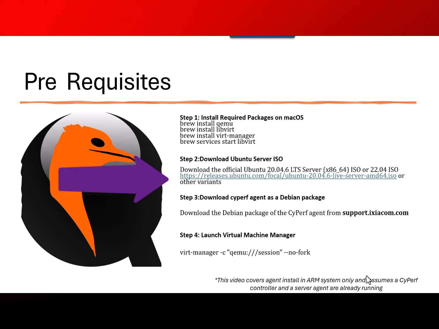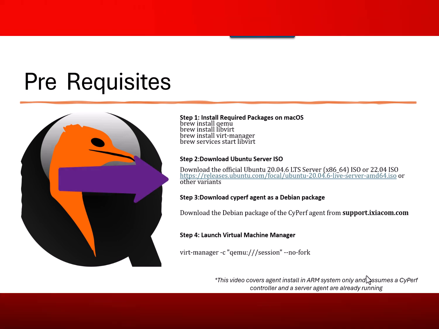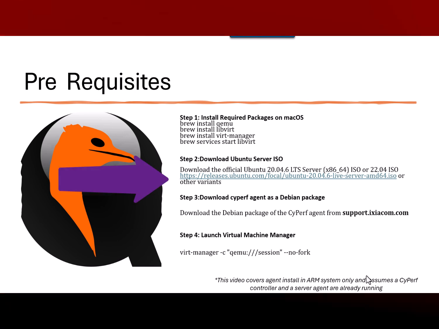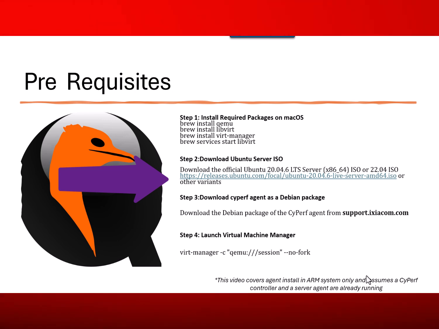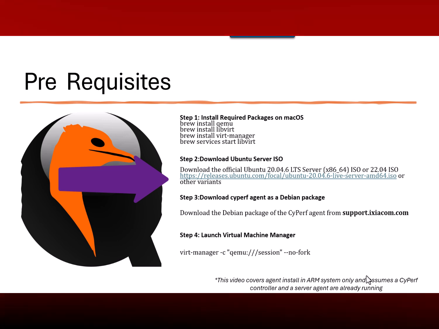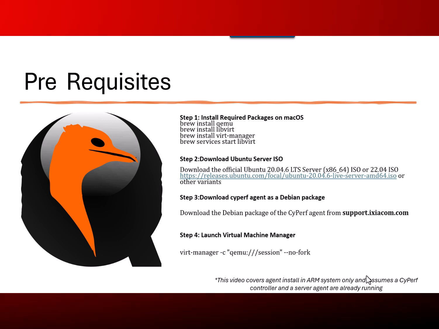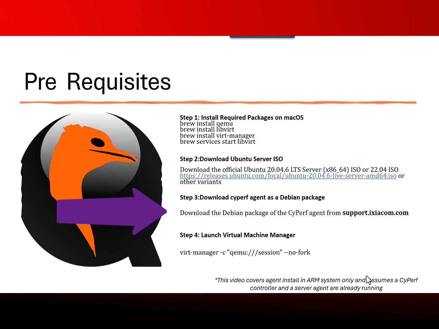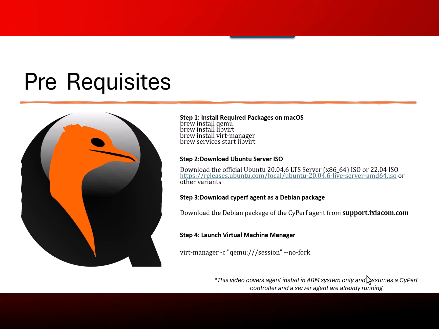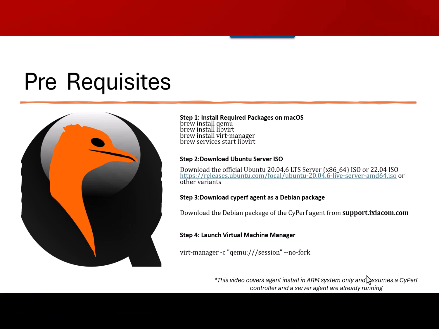You also need to download the Ubuntu ISO image where you would run this CyPerf agent Debian package. For this one, we installed the 20.04 LTS. But if you're watching this video after July 2025, you can also run CyPerf agents in 24.04. Once that is done, download the CyPerf agent from support.xiacom.com. By the way, some of these links are already provided in the description, so you can look at that as well. And once you have all these downloads ready, at step 4, we start the QEMU session.